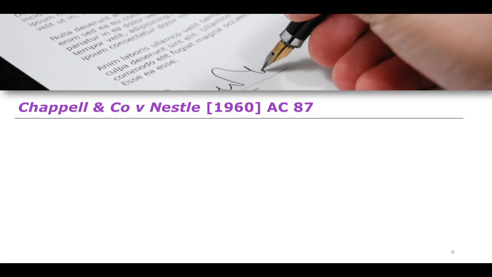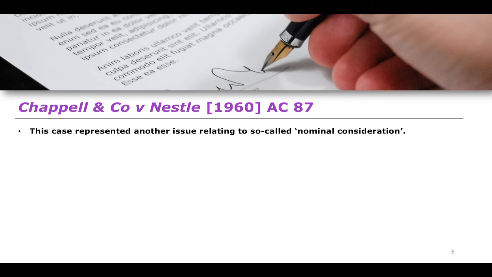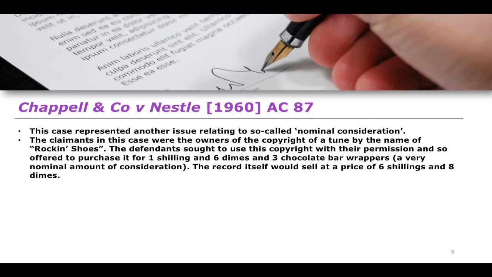Another example of this is the specific case of Chappell & Co. versus Nestle from 1960. It was another case which represented this idea of so-called nominal consideration. The claimants in this case had been the owners of the copyright of a song. The song was called Rockin' Shoes, okay? The defendants sought to use this copyright with their permission and so offered to purchase it for 1 shilling and 6 dimes and 3 chocolate bar wrappers, okay? A very nominal amount of consideration, what would seemingly be a very inadequate amount of consideration.